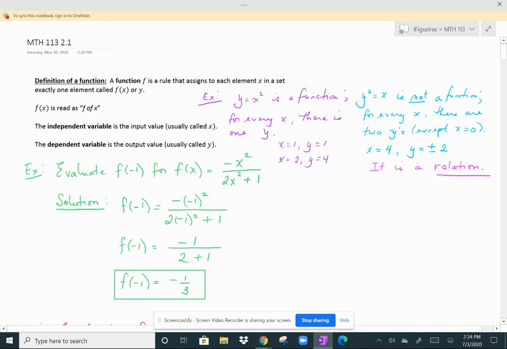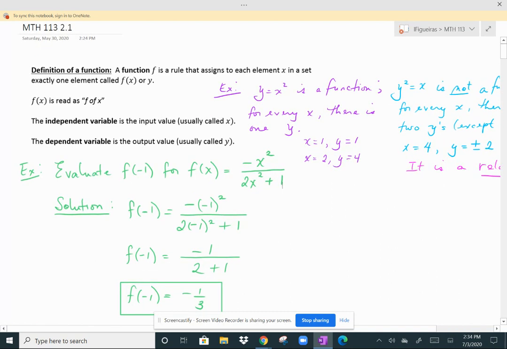So let's practice using functional notation. Here we want to evaluate f of -1, given that f of x is negative x squared over 2x squared plus 1. This type of function is called a rational function because it's a fraction, where you have a variable in the numerator and the denominator. So you have to plug in -1 everywhere there's an x. So that's exactly what you see here on this line.